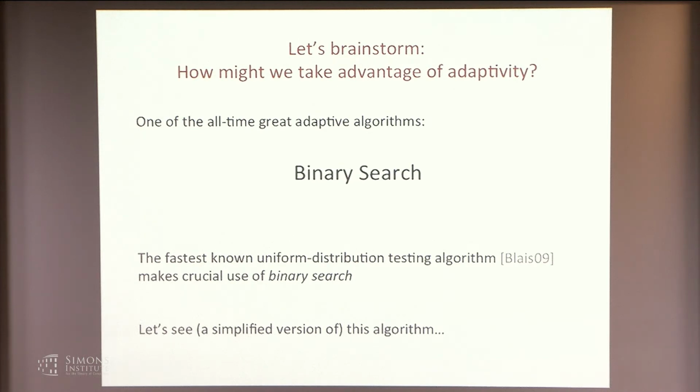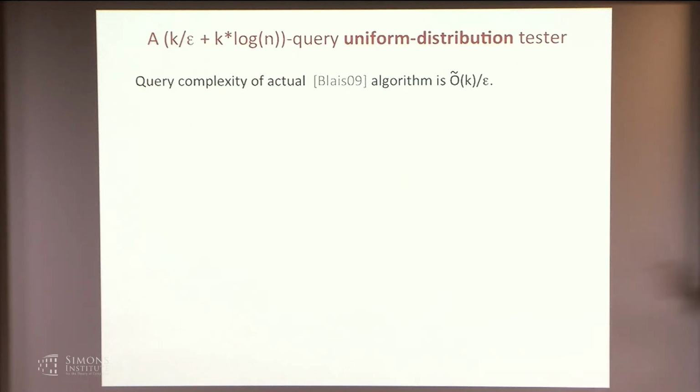What's an adaptive algorithm? Well, the all-time great adaptive algorithm, in my mind, is probably binary search, right? You see what happened, you choose your next step, so on and so forth. And indeed, this uniform distribution Junta tester of Eric Blais, the gold standard for the best query complexity, uses binary search in a very simple, conceptually very simple, but very, very effective way. So let me sketch for you a simplified version of Eric's uniform distribution testing algorithm. Remember, the real tester, the result of this paper, is a k over epsilon query algorithm, independent of n. But what I want to sketch for you is a much worse algorithm, an algorithm which also has a log n factor in the query complexity.